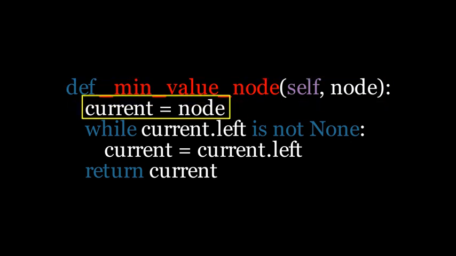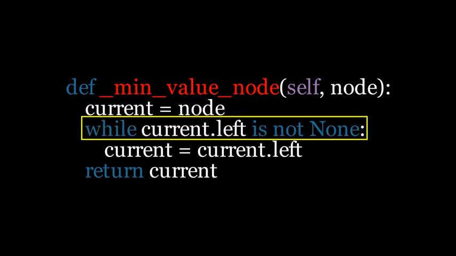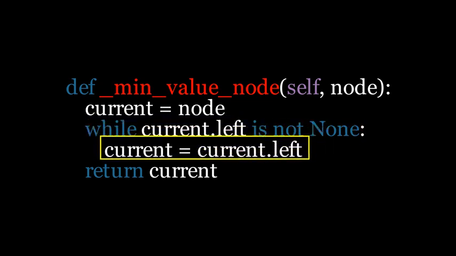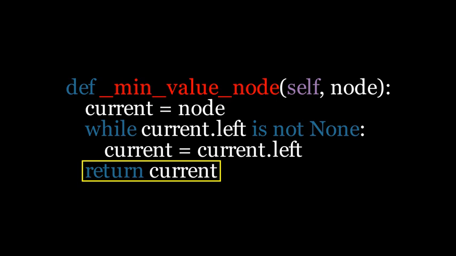It starts by creating a current variable, initially set to the input node. Then it enters a while loop, which continues as long as current.left is not None. Inside the loop, the current variable gets updated to the left child of the current node. This process effectively traverses the left side of the tree, and since the smallest value in a binary search tree is always the leftmost node, the function returns the leftmost node of the subtree.